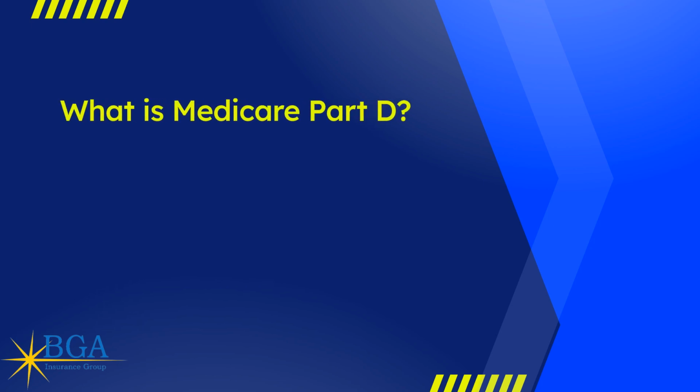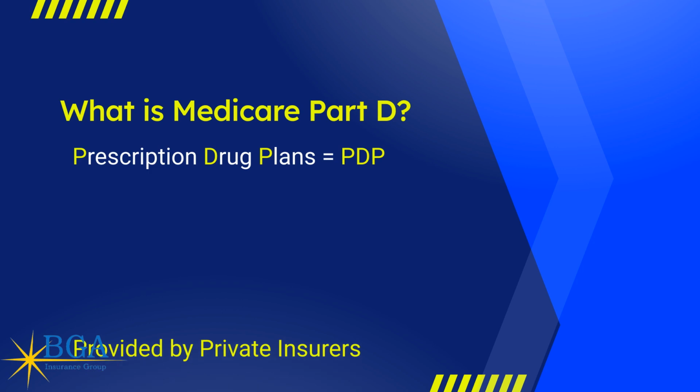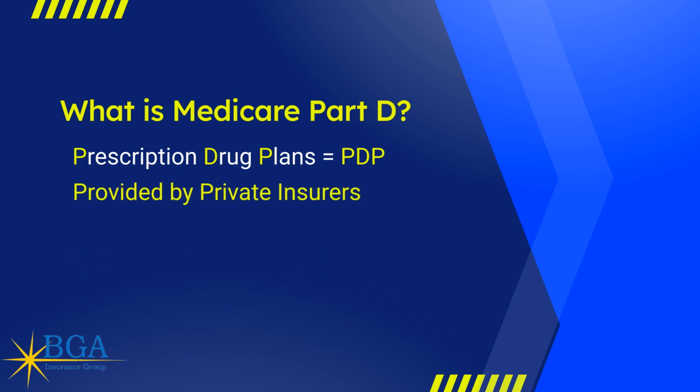Let's start by first defining what Medicare Part D is. Medicare Part D provides coverage for prescription drugs. We call these plans prescription drug plans, or PDPs for short. Part D plans are provided by private insurance companies and sold by agents. Medicare beneficiaries can obtain Part D coverage in one of two ways. If they are on original Medicare, with or without a Medicare supplement, they would get their Part D coverage via an individual PDP. If they choose a Medicare Advantage plan, then they would have to obtain Part D through that plan, and those plans are referred to as MAPD.